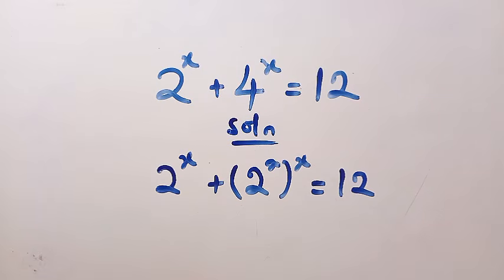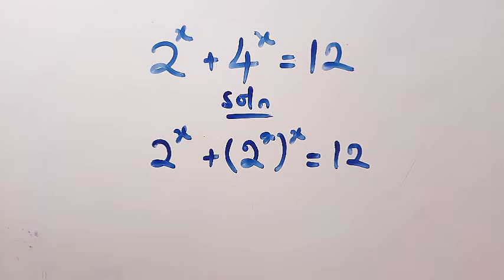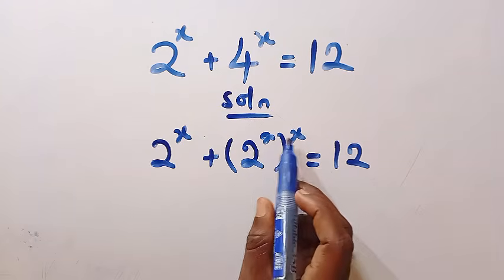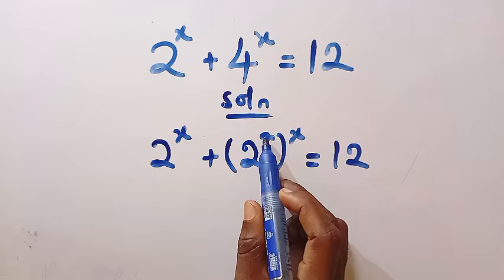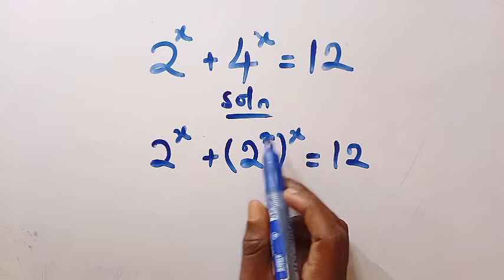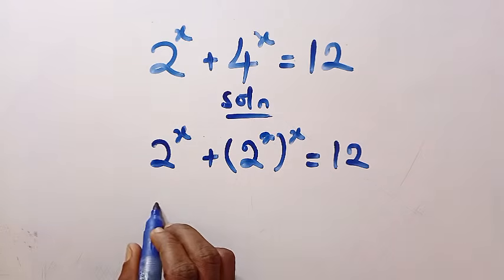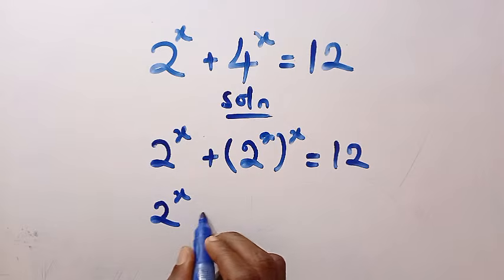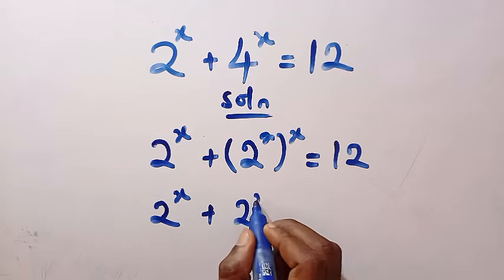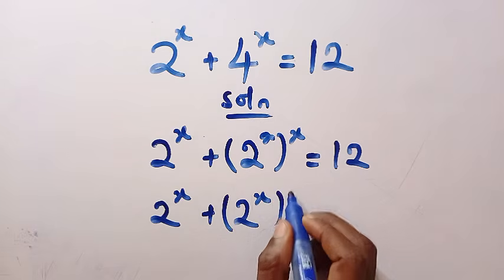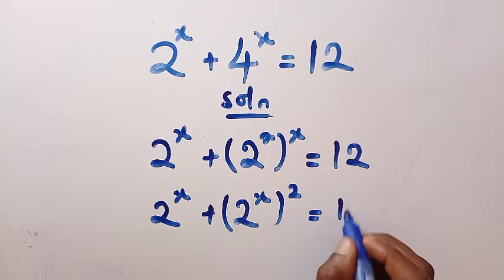And next, by considering the rule of exponents, the rule of indices, these two can switch each other. That is, this one can come outside and this one can come inside, as we have 2 power of x plus 2 power of x raised to power of 2 equals 12.